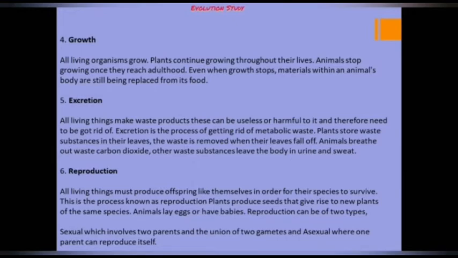Reproduction. All living things must produce offspring like themselves in order for their species to survive. This is the process known as reproduction. Plants reproduce seeds that give rise to new plants of the same species. Animals lay eggs or have babies. Reproduction can be of two types. Sexual, which involves two parents and the union of two gametes. And asexual, where one parent can reproduce itself.